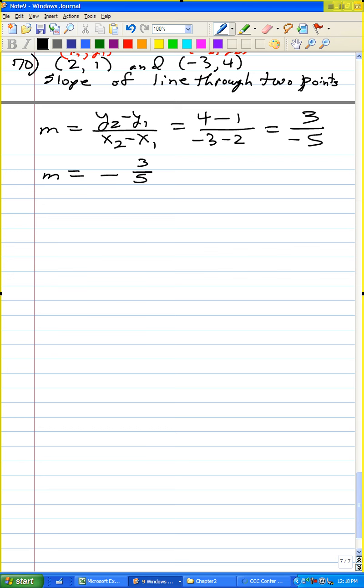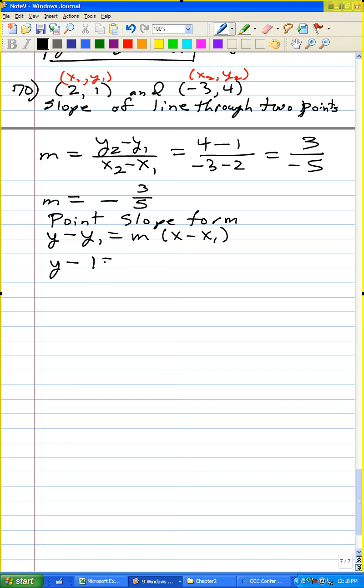Now let's determine the equation of a line. So let's do the point slope form. Point slope form for the equation of a line: y minus y1 equals m times x minus x1. So y minus y1, 1, equals m, -3/5, x minus x1, 2. Again, I'd be done, except that they want this written in standard form.